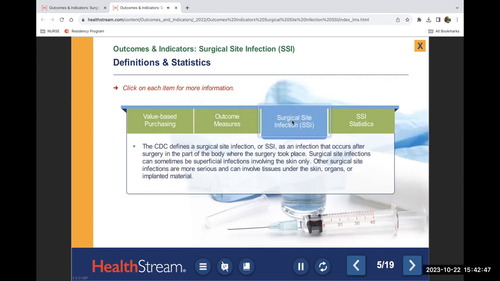The CDC defines a surgical site infection, or SSI, as an infection that occurs after surgery in the part of the body where the surgery took place. Surgical site infections can sometimes be superficial infections involving the skin only. Other surgical site infections are more serious and can involve tissues under the skin, organs, or implanted material.